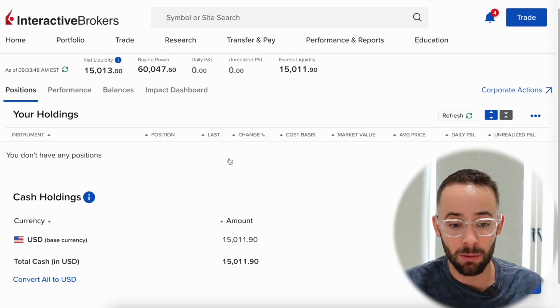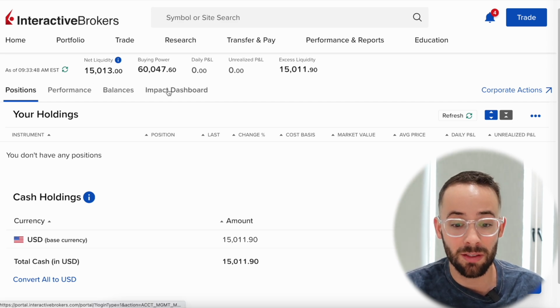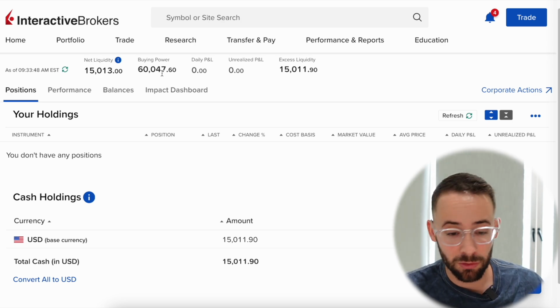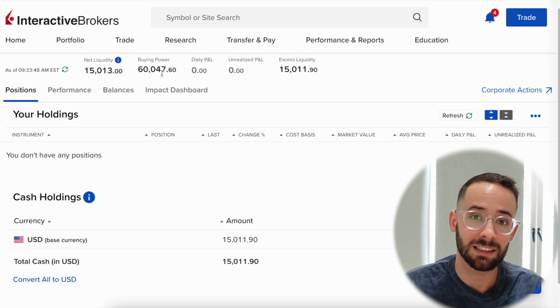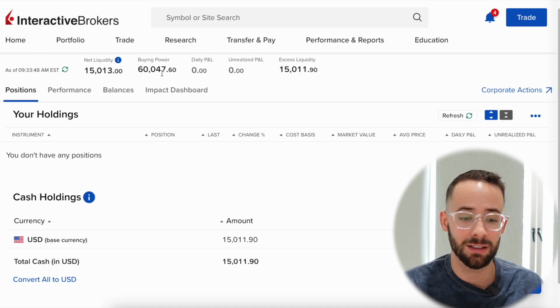Now, you'll notice that there's two figures here. There's a net liquidity or a cash balance, and then there's actually a buying power. And this is because, like I mentioned in the previous part of this video, you can actually access leverage if you want to, but I am not recommending that for anybody that is not an advanced trader.